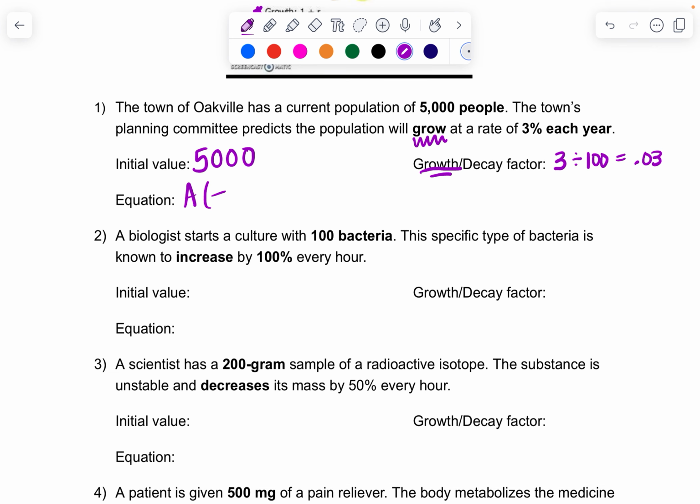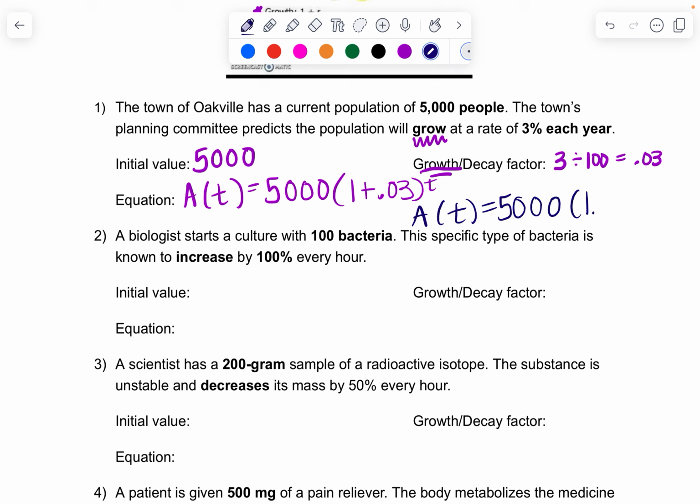So our equation, as I said, we're going to start with A of t on all of these, equals our initial value, which is 5,000. It's growing, so we have to do 1 plus 0.03 to the power of t, but then we're going to simplify this. 1 plus 0.03 is 1.03, so our final answer then, A of t equals 5,000 times 1.03 to the power of t.